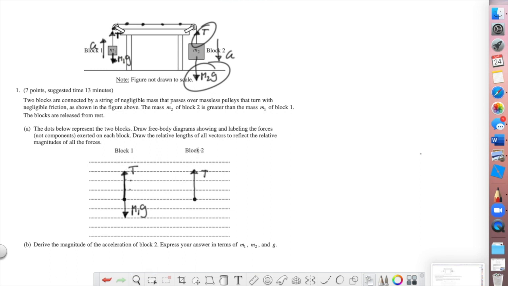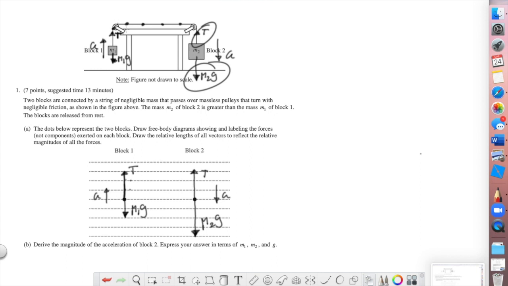Now we need block 2 to accelerate downward, so we need to draw our downward force of gravity greater than the upward tension. So let's do this 4. 1, 2, 3, 4, something like that. And we'll label that m2g. And that would give a downward acceleration for M2 and an upward acceleration for M1.